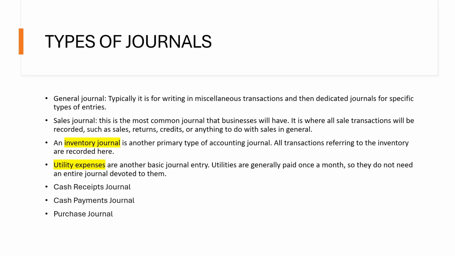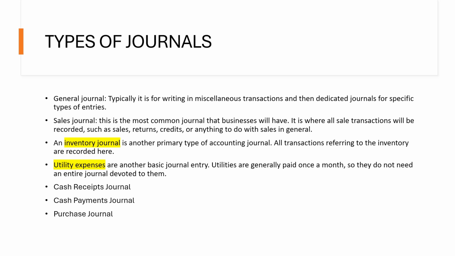Another one is the sales journal. This journal records all credit sales transactions and tracks revenue earned from selling goods or services. The third one is the inventory journal, used for recording inventory transactions, such as purchase, usage, and adjustment. And the fourth, utility expense. This is a very important one because it records all the expenses related to utilities, such as electricity, water, and internet. Since utilities are paid monthly, they do not require a dedicated journal.